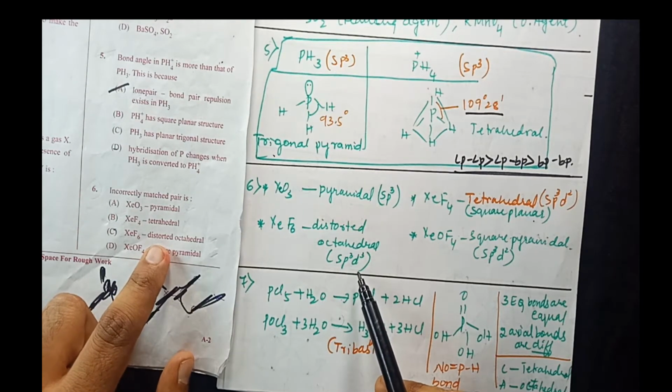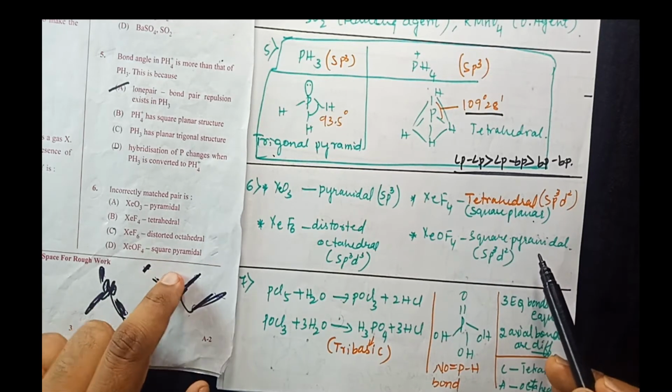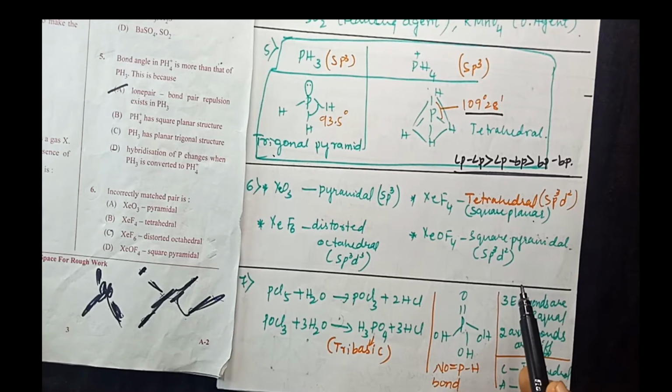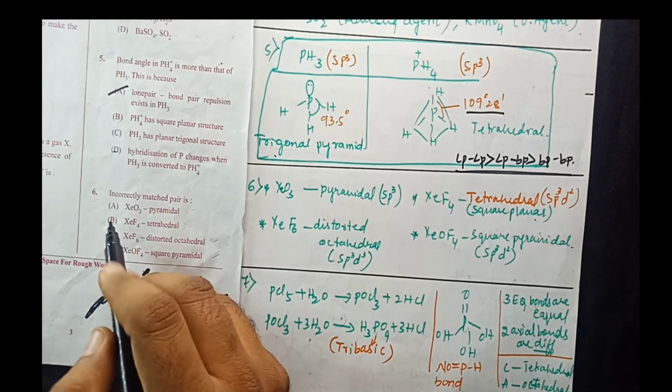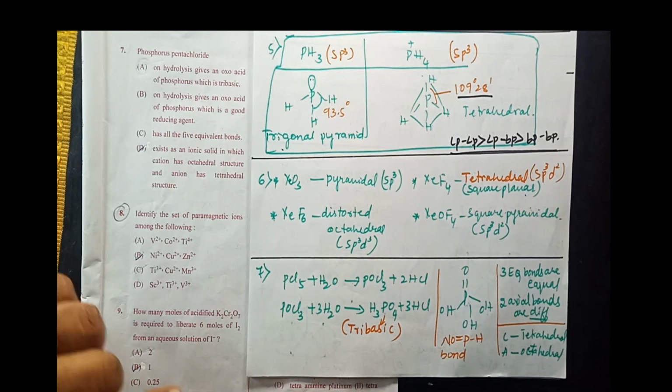Undergo sp3d3 hybridization. The last one is XeOF4, square pyramidal, the same, undergo sp3d2 hybridization. So the option, look here friend, is the second one. Let's move on to your seventh question.